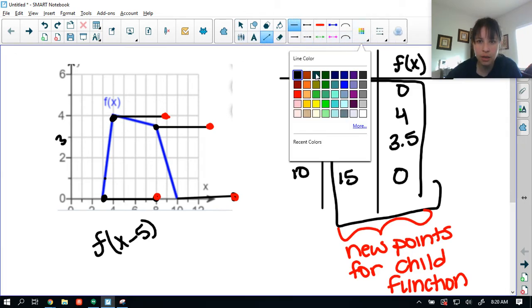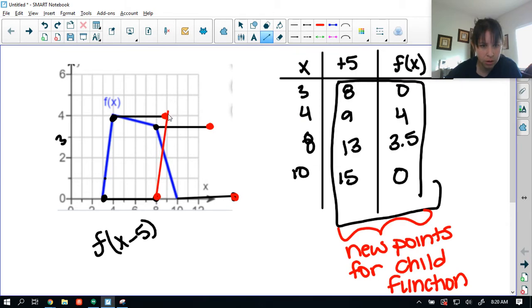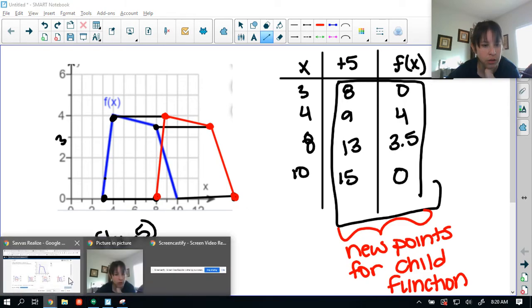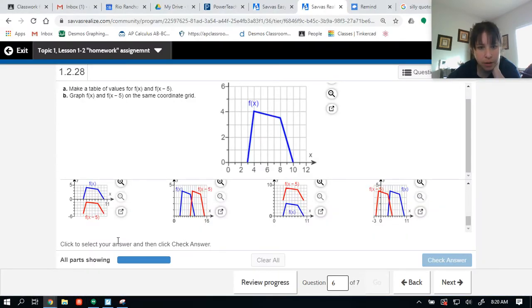And then we're going to make this new graph red because we're connecting the red points. So it goes up like this, down here, and then down like this. So again, this kind of looks three-dimensional, but it just looks like we moved that over 5 points there.